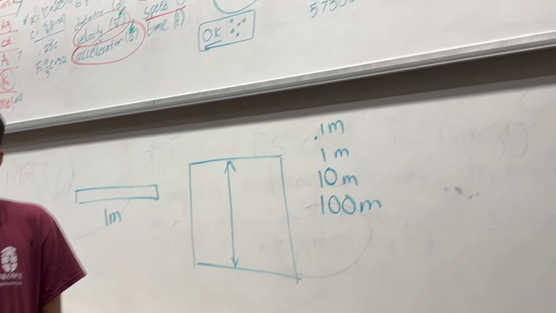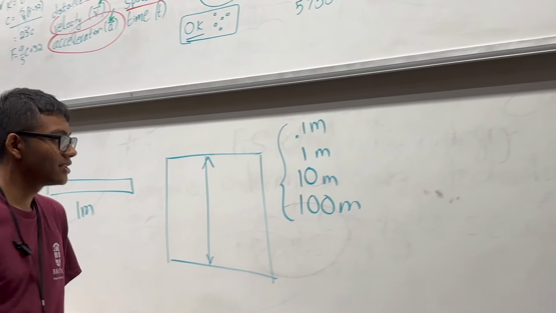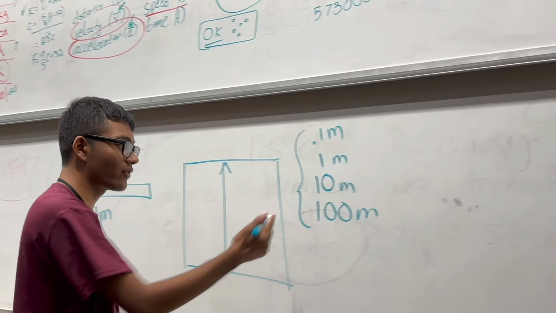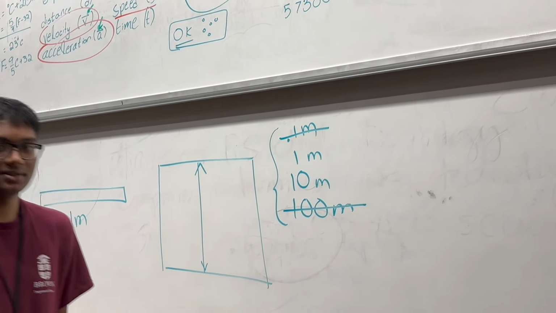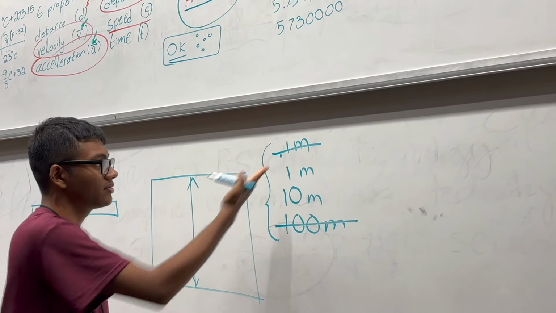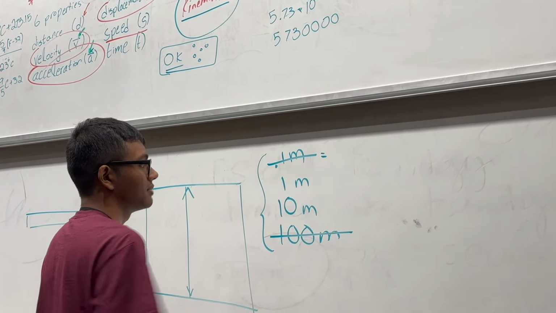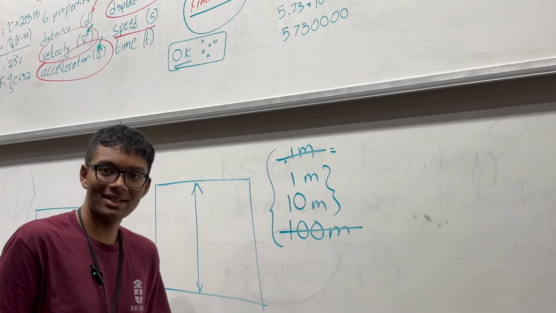That's close to the right power of 10. Close to a power of 10, yeah. So, for example, this classroom, of course, the height is not 100 meters. It's not close to 100, definitely. And 0.1 meters is too small for the height of this classroom. So maybe somewhere between 1 and 10 meters.